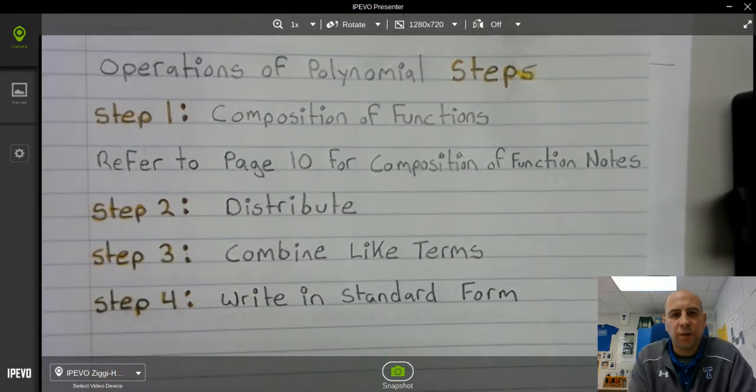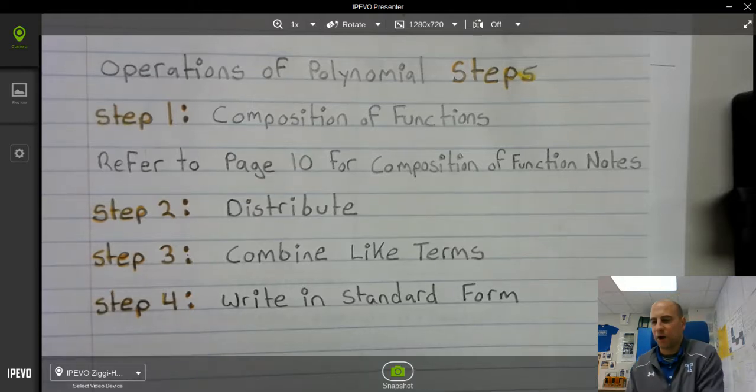All right, so operations of polynomial steps. Step 1, composition of functions. Refer to page 10 for composition of function notes. Step 2, distribute. Step 3, combine like terms. Step 4, write in standard form. So if you would, pause the video and update your notes. All right, now your notes are updated.